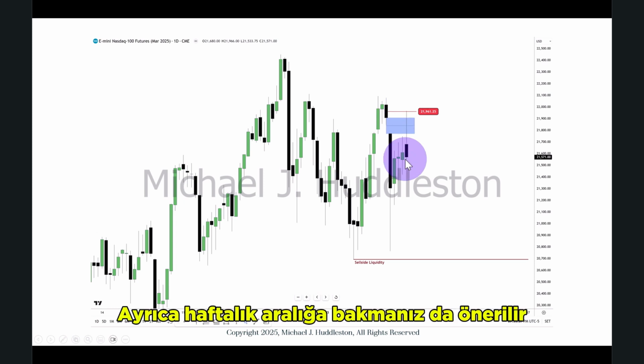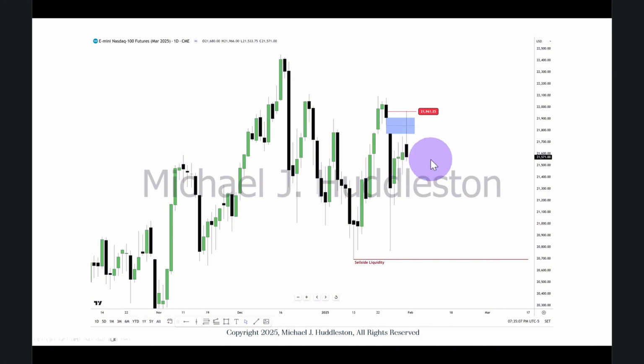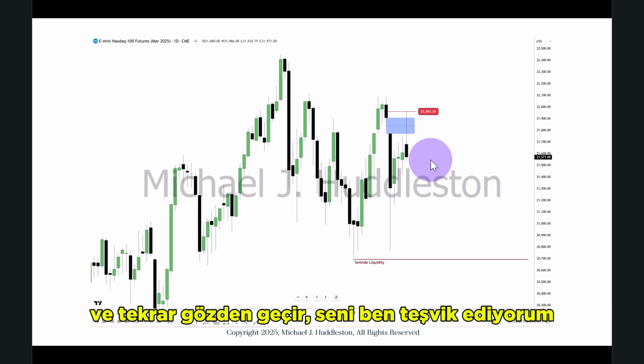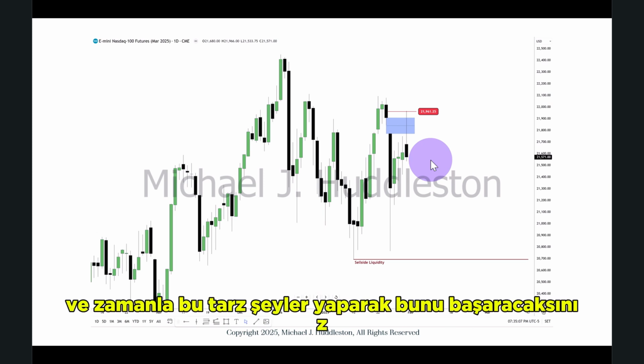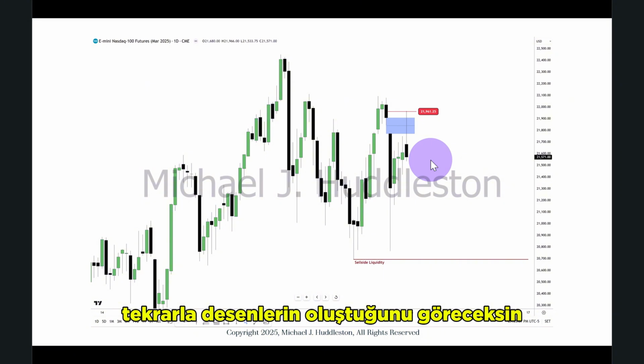You're also encouraged to look at the weekly range. I'm not going to show that here. It's something for your homework. When I give you homework, it's not necessarily me giving you something that I want to come back and revisit. It's me prompting you to look at things and collect information and data. And over time, by you doing things like this, it will naturally reveal what it is that's being shown. By repetition, you'll see the patterns forming.